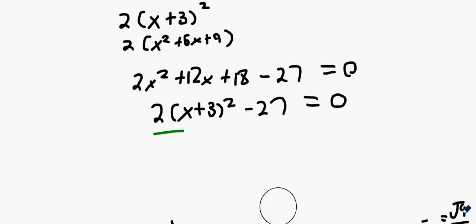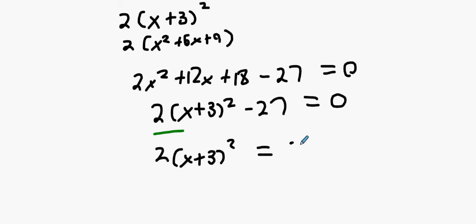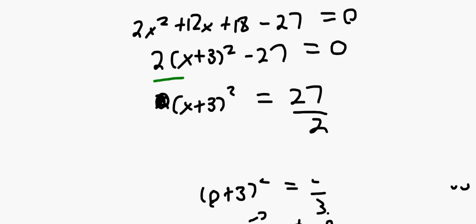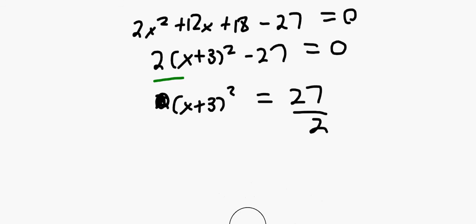Bring the 27 over the other side, so we're going to get 2 times x plus 3 squared equals 27. It's multiplication of 2 at the front, so you bring that underneath to get 2, don't you? Square root both sides, what do we get? You get x plus 3 on its own, and then you just get the square root of 27 over 2.